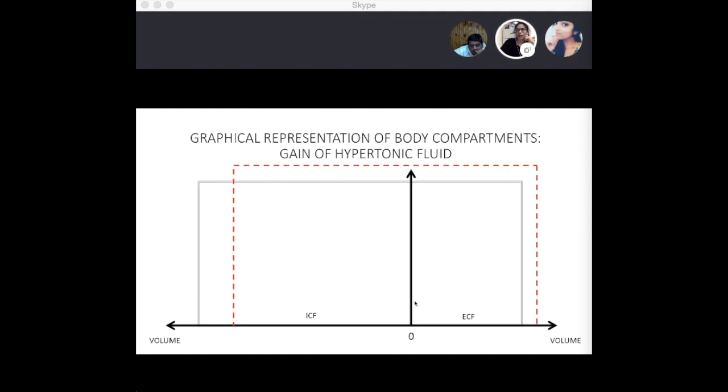Okay, so the next plot is representing a gain of hypertonic fluid. So this patient is showing a gain of the extracellular fluid volume, an increase in the osmolality, but a decrease in the intracellular fluid. So the osmolality shifted water out of the cell and into the extracellular fluid compartment. And so here there's a net gain of solute, so there's an increase in osmoles, which is greater than the increase in water.